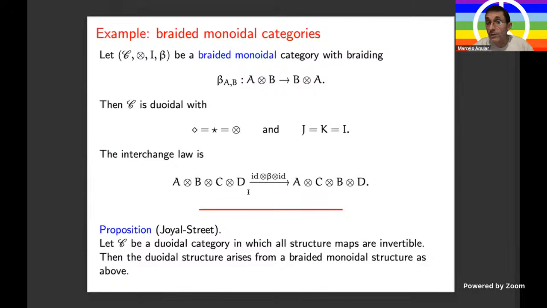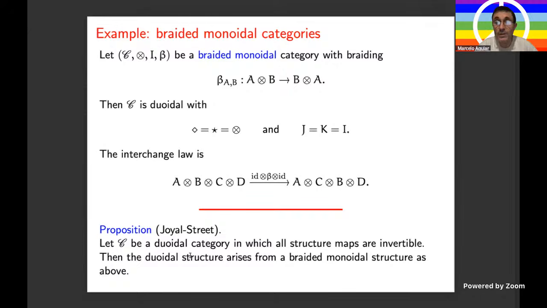And the axioms hold. The braiding axioms imply the axioms for a duoidal category. And vice versa. Is that right? Yes. And vice versa. If you had the same monoidal operation and it was duoidal, you would have a braiding. So both directions. So the answer is yes. This is stated here at the bottom of the slide in this proposition.